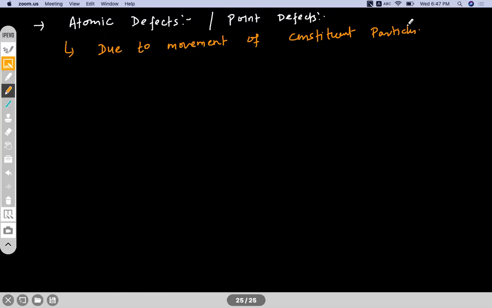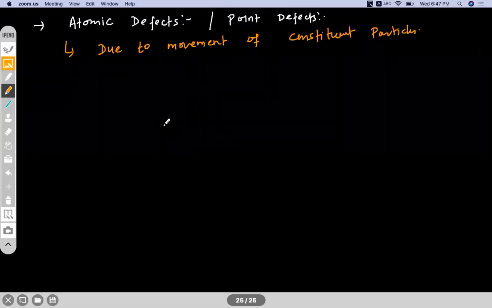So two possibilities we have: when the particles are missing from their original position in the lattice, it is missing from the lattice completely. Another one, that it occupies the interstitial sites in the same lattice. Both ways this kind of defect is possible. Like I said, the point defects are again classified into three categories: stoichiometric defects, non-stoichiometric defects, and impurity defects.